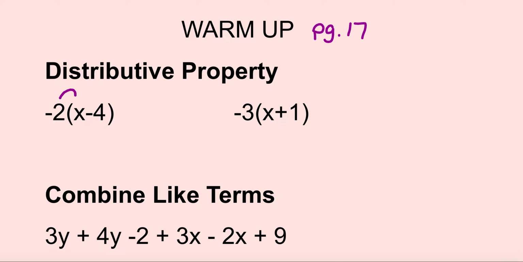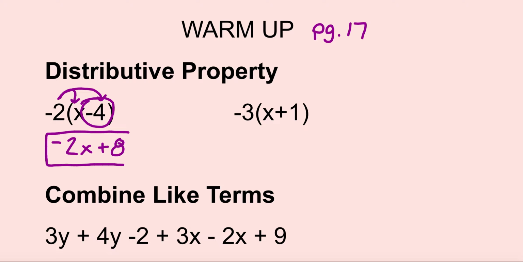You would have distributed the -2. Make sure you're following with the negatives. This would be -2x. And then I need to follow through with the negative over here. Make sure you're paying attention to the fact that that was a -4. -2 times a -4 is a positive 8. The answer is -2x plus 8.